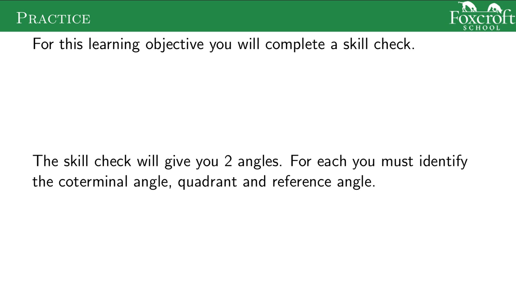I bet it's something that comes up a lot in trigonometry. All right, so for this learning objective, you're going to do a skill check. The skill check is going to give you 2 angles, and for each, you must identify the smallest coterminal angle, so the first set of examples we did, identify what quadrant it lies in, so the second set of examples we did, and then find the reference angle, so the last set of examples we did. So there are 3 different things. Being able to identify all of those for any angles is an important aspect of trigonometry.